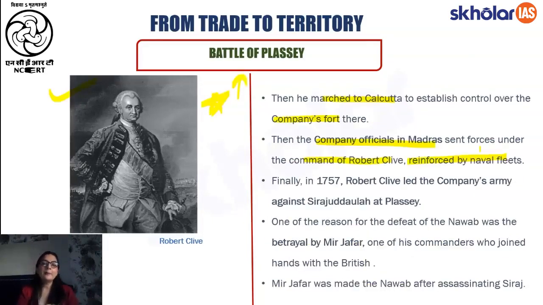And when the company officials in Madras came to know about such a situation, they united themselves under Robert Clive and in turn attacked Sirajud-Dowla. And finally, in the year 1757, Robert Clive led the company's army against Sirajud-Dowla at the Battle of Plassey.